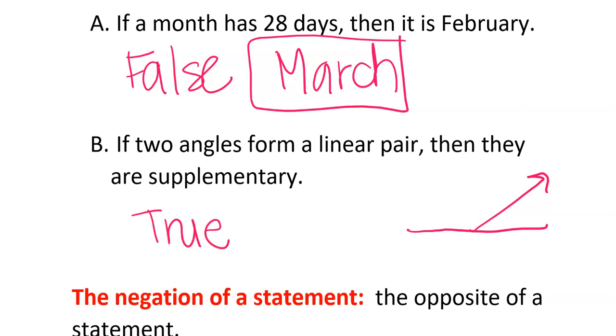If I switched it around and said, if two angles are supplementary, then they're a linear pair, that one could be false because supplementary angles don't have to be next to each other. So it kind of depends on how they word it.